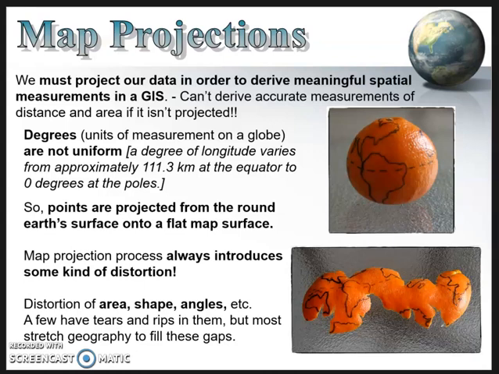Okay, so that wraps up this lecture. We'll just go over some of the main points really quick. So we must project our data in order to derive meaningful spatial measurements in a GIS. We can't derive accurate measurements of distance and area if it isn't projected. Degrees or units of measurement on a globe are not uniform. So points are projected from the round Earth surface onto a flat map surface. And the map projection process always introduces some kind of distortion, which can include area, shape, angles, distance, etc.